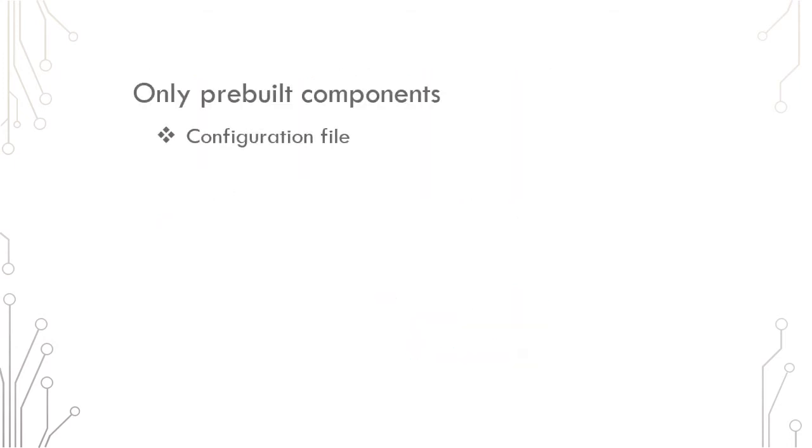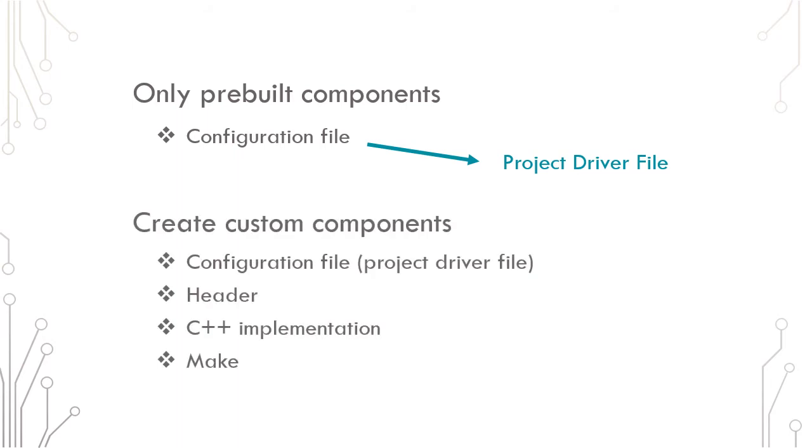If you only use the pre-built components from within SST, then you'd only need the configuration file, which is written in Python. In this course, we'll call this file the project driver. However, if you want to create something custom, you'll also need at least one header file, one C++ implementation file, and a make file. While this may sound a little confusing, don't worry. We're going to go over this in detail. We'll also show you a tool that can help you create all of these files.